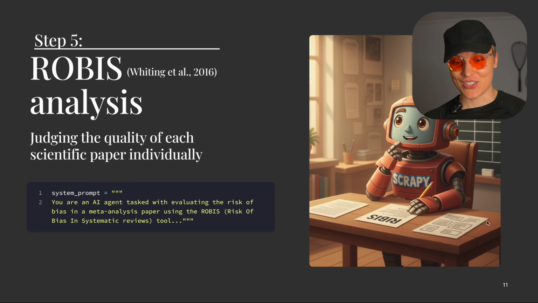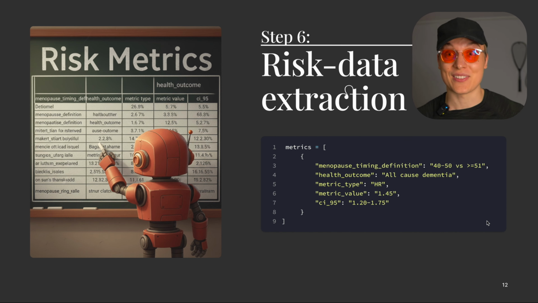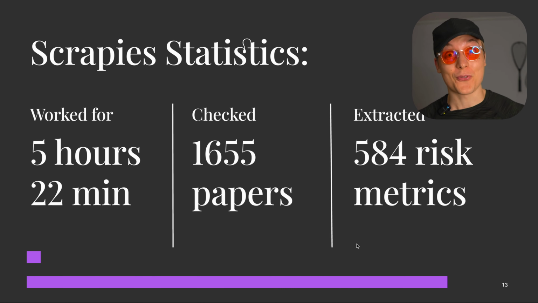Then the agent judges the quality and trustworthiness of each paper based on the robust criteria as detailed by Whiting et al. 2016. Finally, the agent extracts the risk data, so the data that we were actually searching for, from the full text Markdown. In our final run, this agent ran for 5 hours and 22 minutes non-stop, read through 1,655 papers and extracted 584 risk metrics.